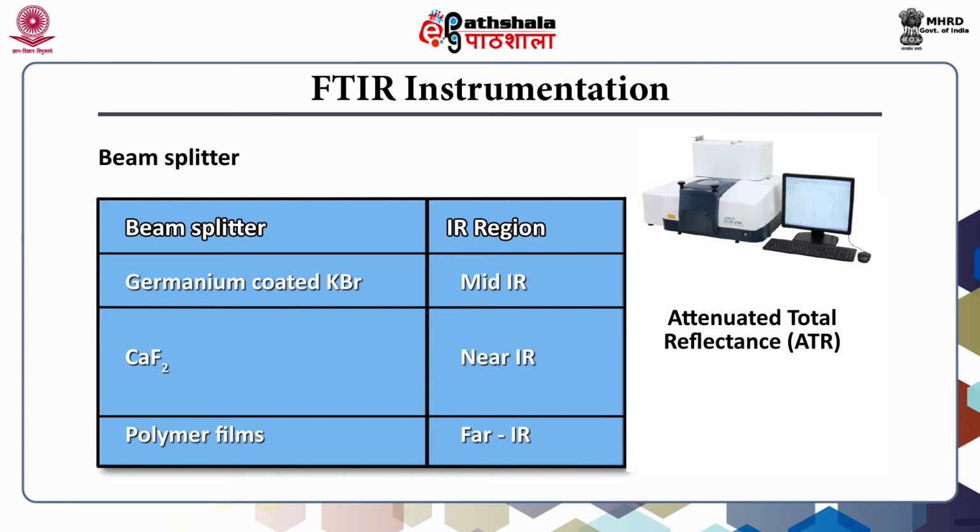Attenuated total reflectance. This is an accessory to the FTIR, and it is required for measuring surface properties of solid or thin samples. It has a penetration depth of 1 to 2 micrometer.